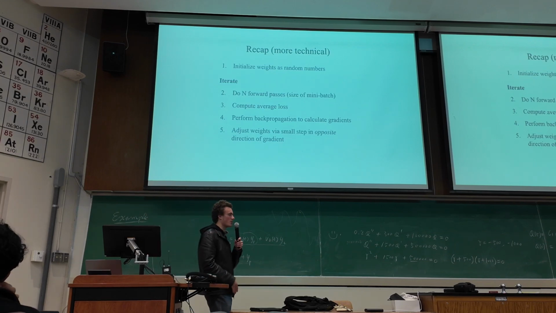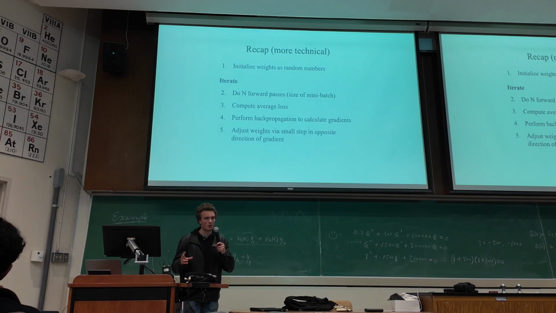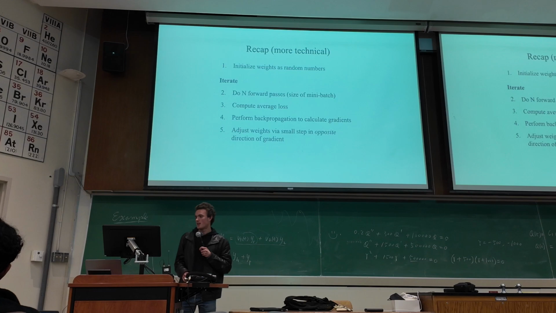And then with that information, we'll take a small step in the direction that decreases the loss, via alpha. And we're just going to want to iterate through that. And that is essentially how we do deep learning, in quotation marks. We're adjusting these weights. Okay, that's kind of the gist. Any questions?